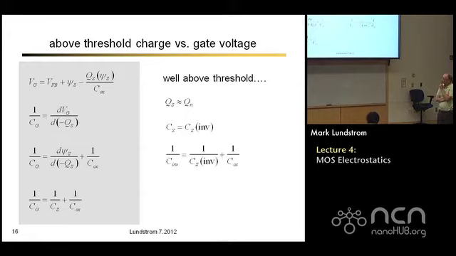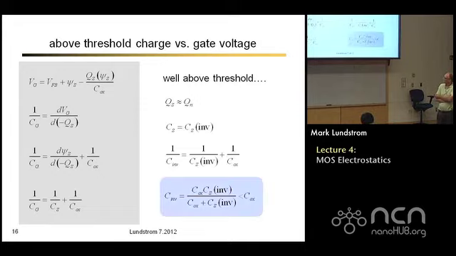Now, that means my total capacitance on the gate is equal to 1 over the semiconductor capacitance in inversion, if I'm looking at it above threshold, plus 1 over the oxide capacitance. So that's just a series combination of 2 capacitors. That capacitance is always going to be a little less than the oxide capacitance. So we weren't quite right with oxide capacitance.